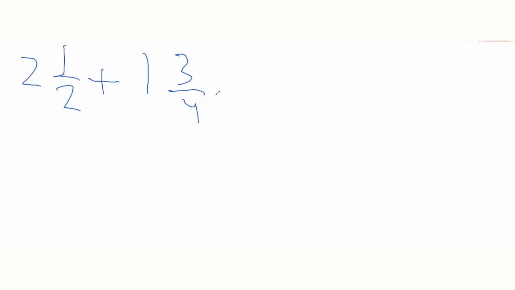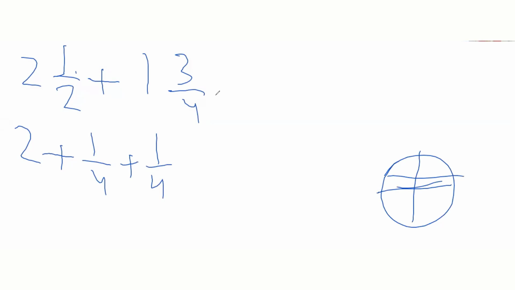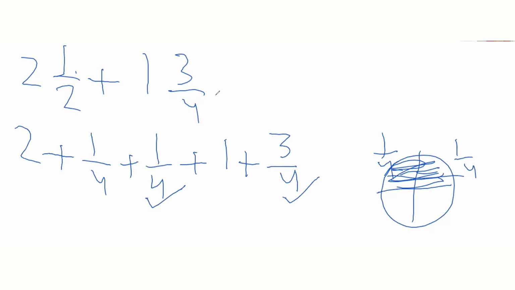First, we have to add these two fractions, 2 and 1/2 and then 1 and 3/4, right? 2, and 1/2 is actually 1/4 plus 1/4. You agree? Okay. Next, 1 whole 3/4, so 1 and 3/4. 1/4 and 3/4. What's its sum?